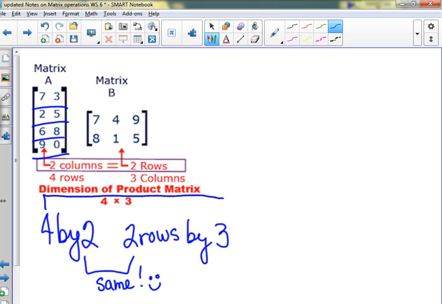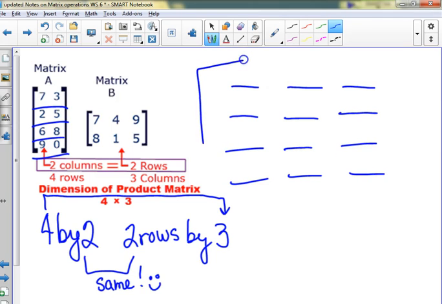This is going to be the size of our answer, which is going to be 4 by 3. Everybody good? A 4 by 3 would not look like that. Just kidding. There's a 4 by 3. Everybody good? Okay.